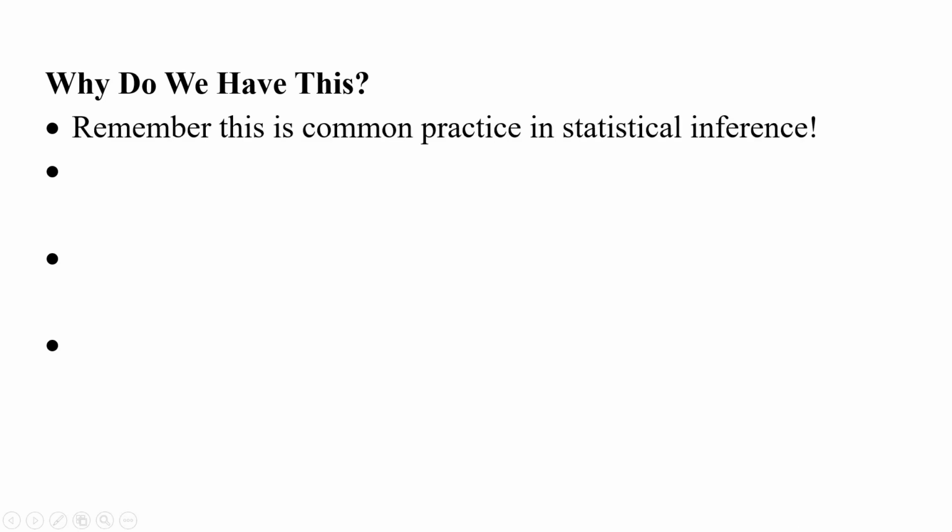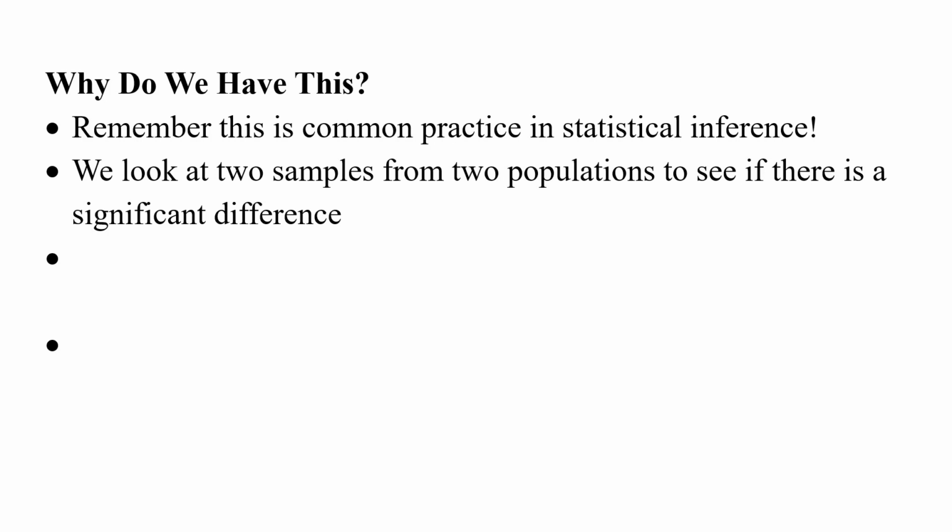As we get into the notes for a sampling distribution of a difference in sample means, I just want to remind us all, why do we have this? Why are we creating a whole other sampling distribution, this time for a difference in sample means, and where is this taking us? So remember, when we compare two things, it's very common practice in statistical inference. We could look at two samples from two populations to see if there's a significant difference between the two populations.